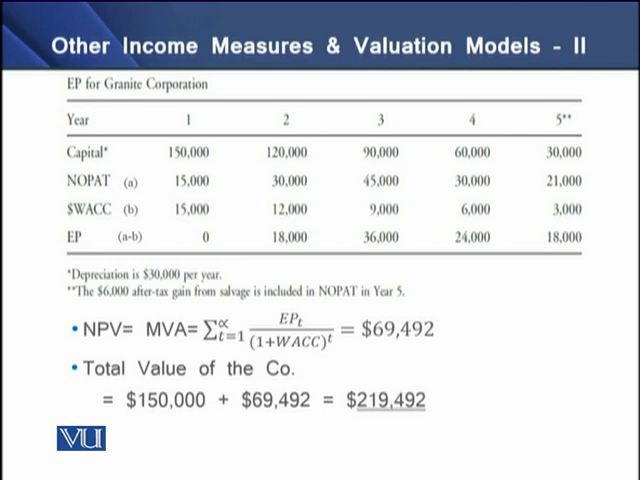And if we discount these five values, or future economic profits, over the firm's cost of capital, the resulting NPV is the amount of 69,492. When we add this 69,492, the net present value, to the opening value of the firm, that was the 150,000 initial cost, the resulting figure is 219,492, and that is the total value of the firm that we have just computed by discounting the firm's economic profit over its cost of capital, that is the WACC. And a unique feature of this model is that the value derived by using this model is similar to the value derived by using the basic capital budgeting model.